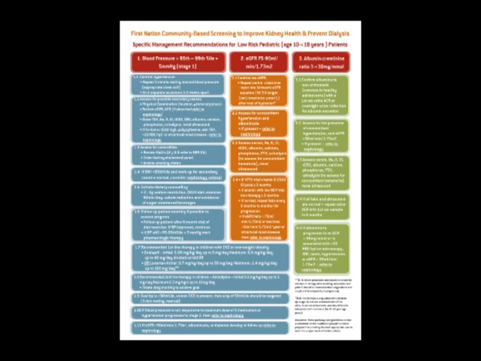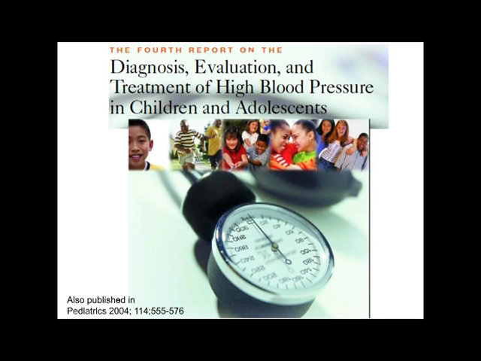The first is the interpretation of a blood pressure in children, and the normal values are very different than what you would see in an adult population. The normal blood pressures for children come from this resource called the 4th Report on the Diagnosis, Evaluation, and Treatment of High Blood Pressure in Children and Adolescents. This document was published in 2004, but the targets are still the same. So blood pressure in children is dependent on their sex, their age, and their height percentile.